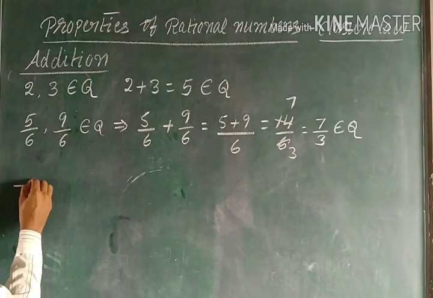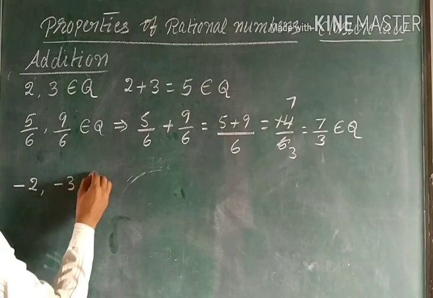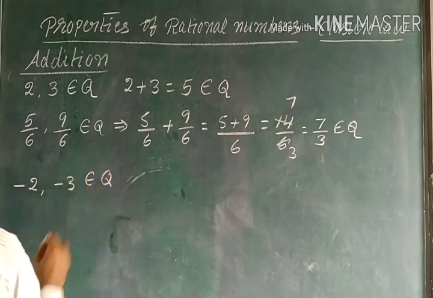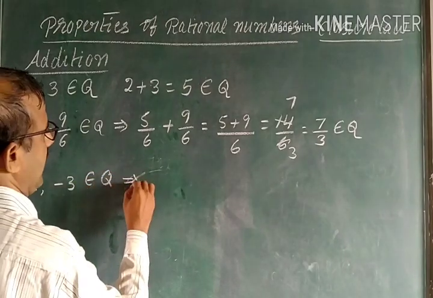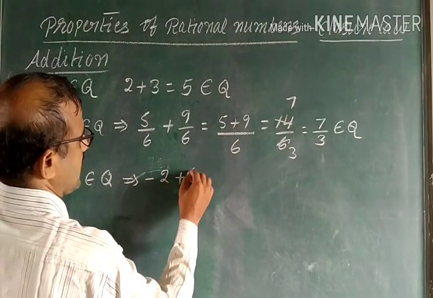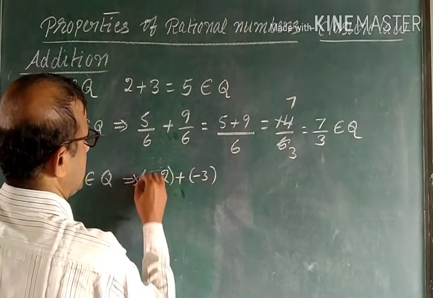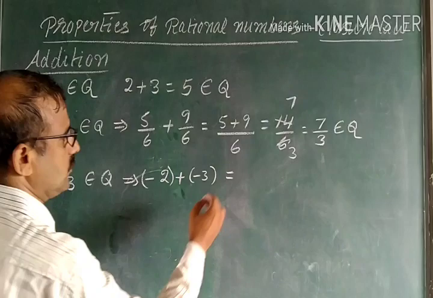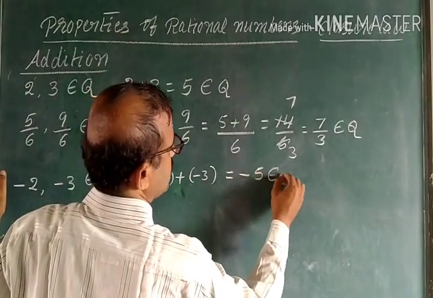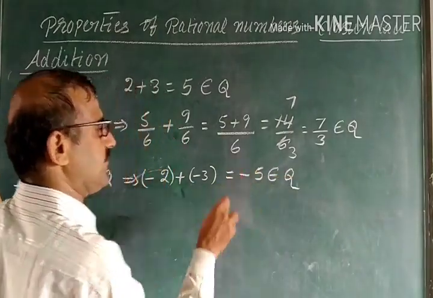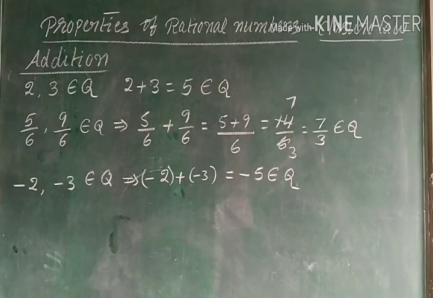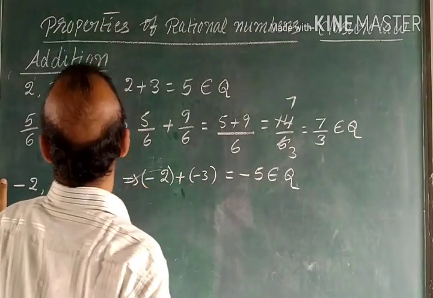Take another example, minus 2, minus 3 belongs to Q. That implies minus 2 plus minus 3 equals minus 5, which belongs to the rational numbers, because minus 5 can also be written as minus 5 by 1.